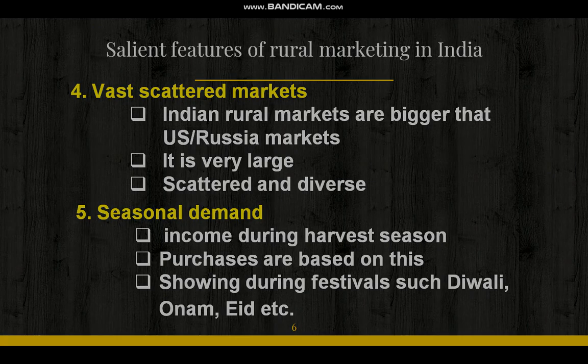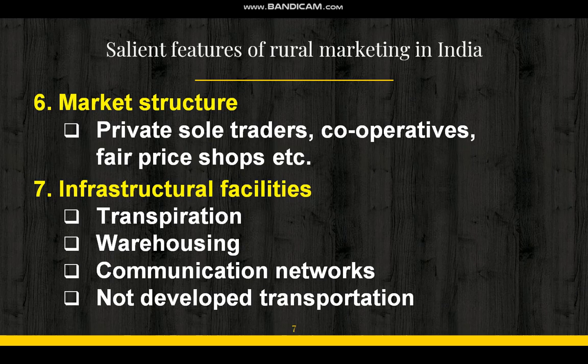And another salient feature of rural marketing in India is market structure. The rural marketing consists of private sole traders, cooperative stores, fair price shops, itinerant traders like hawkers, peddlers, jig-jags, etc. And another feature of rural marketing is their infrastructural facilities.